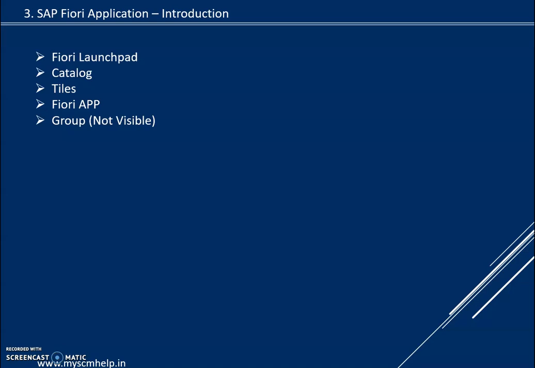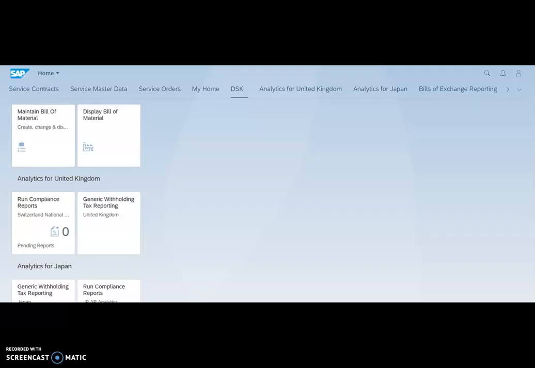First, a few things we should understand. One is the launchpad, how we launch the Fiori application. Second is the catalogs, what a catalog is and what its importance is. Third, we will look into tiles or Fiori apps. And fourth, we will look into the group. Group is not visible, it's a technical part, but we will give you some details about how the roles are managed with the groups.